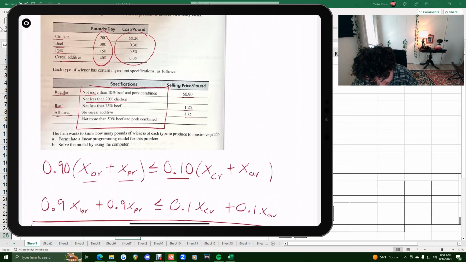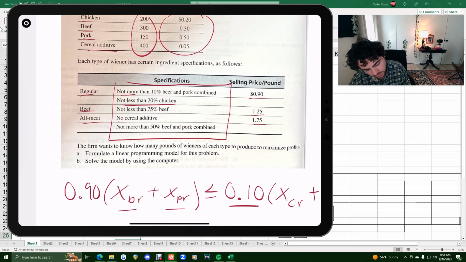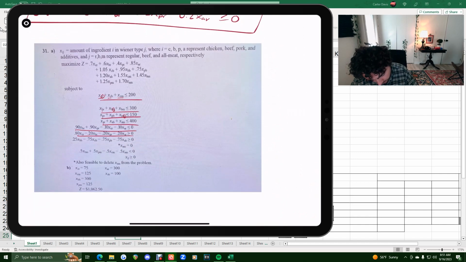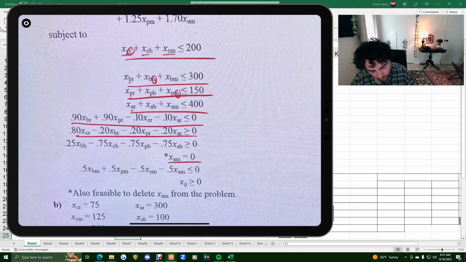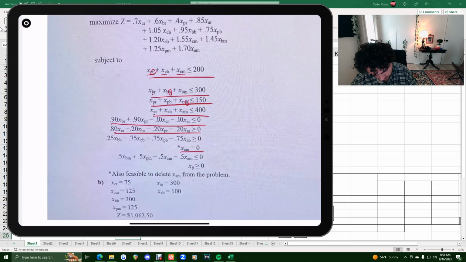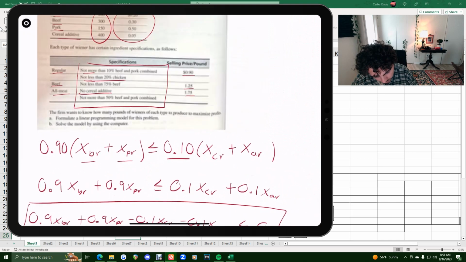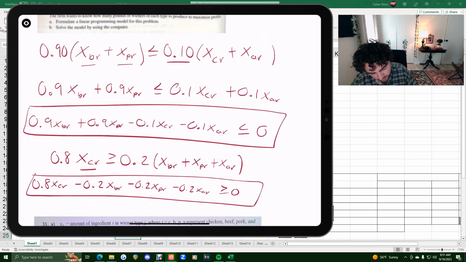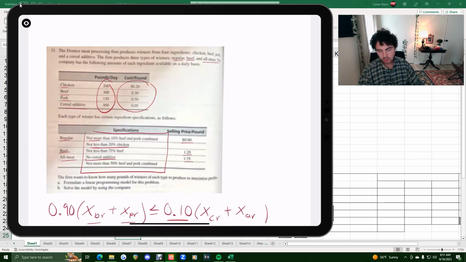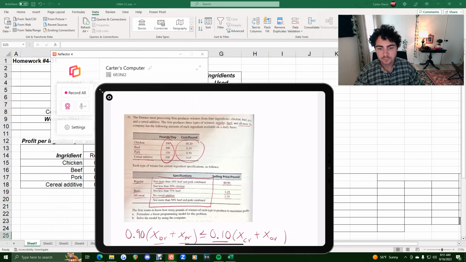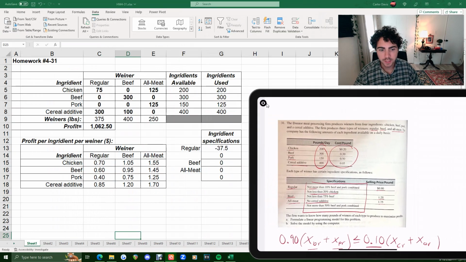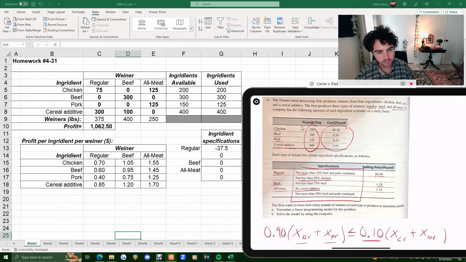XAM being equal to 0. So that's just the no cereal additive and the all meat. So A for additive, M for the all meat. And then our tricks will work the same way for all the other ones. I'm not going to walk through them. Hopefully these examples were enough. Now let's go to Excel and make sense of what they've done here.